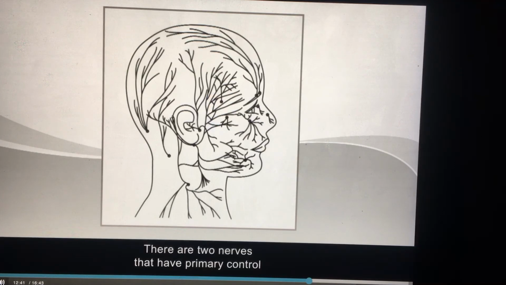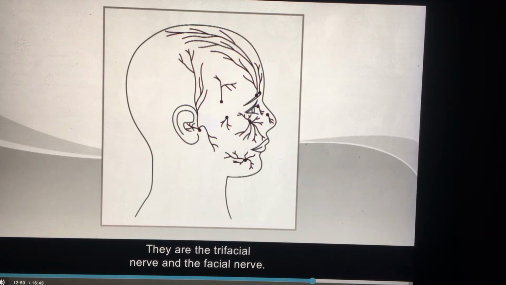There are two nerves that have primary control over the face, head, and neck. They are the trifacial nerve and the facial nerve. The trifacial nerve is the largest of the cranial nerves. It is a mixed nerve, which means that it can transmit sensations from the muscles to the brain and vice versa. This nerve is primarily responsible for transmitting facial sensations to the brain and for controlling the muscle movements of chewing.